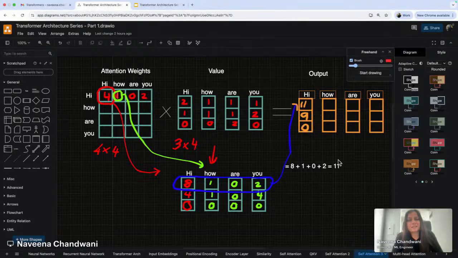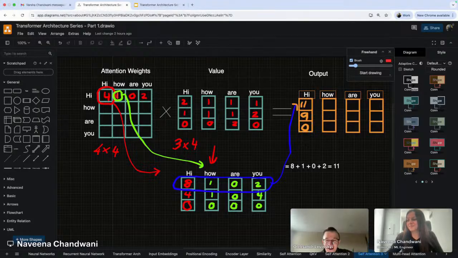Any questions on this, Alex? Yeah, as you said, there is a lot of math here, but I think the way you explained it generally makes sense.